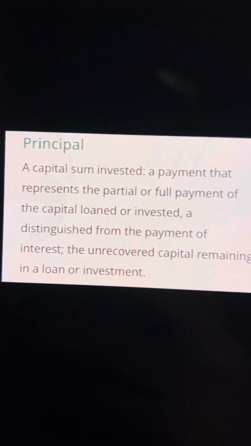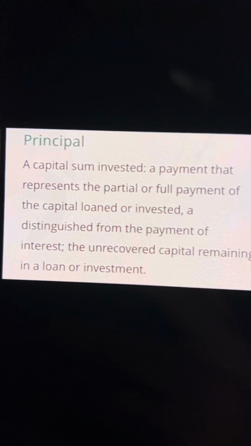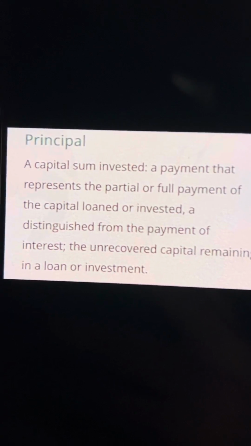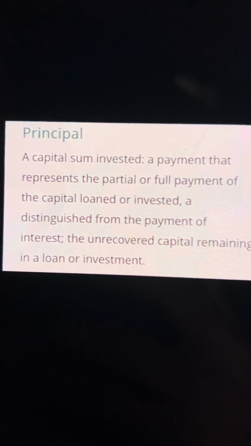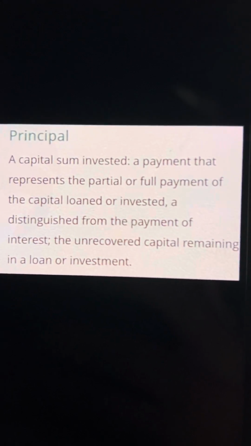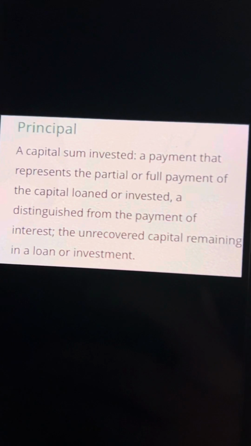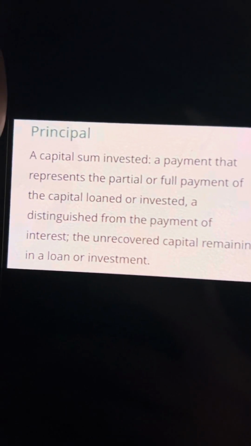Number 2, a capital sum invested, a payment that represents the partial or full payment of the capital loaned or invested, distinguished from the payment of interest, the unrecovered capital remaining in a loan or investment. The answer is principal.